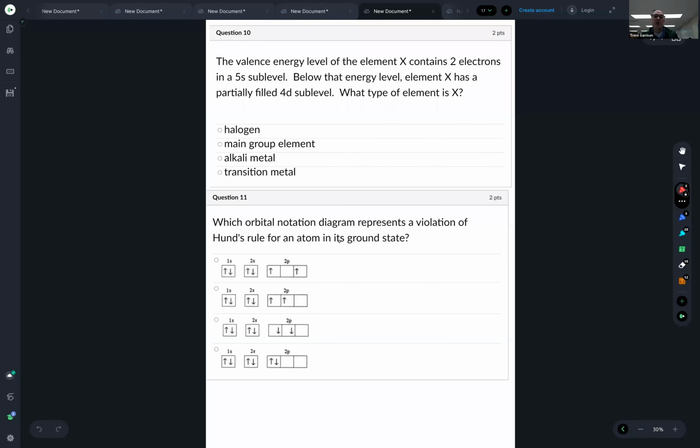The valence energy level. Element X contains 2 electrons in the 5s. Below that energy level, element X has a partially filled 4d. What type of element is it? If it's already filled the 5s, it's now in the middle section. The middle section of the periodic table is called the transition metals.